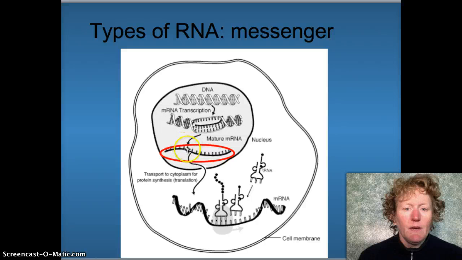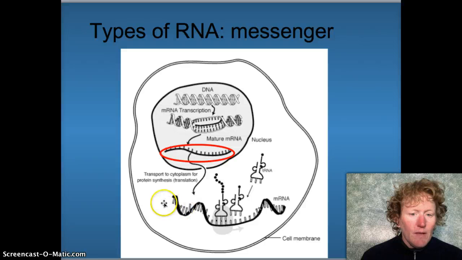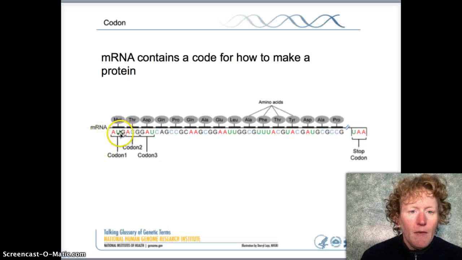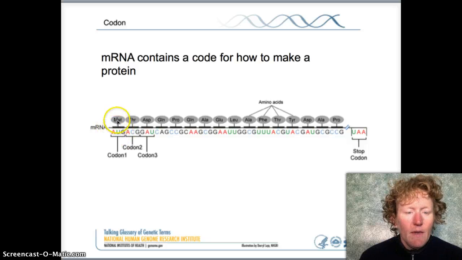Here's another view of it. Here's the messenger RNA, and here it's traveling outside to the cytoplasm. This is messenger RNA as well. It's a message from the nucleus, from the DNA, to the ribosomes. Here's how to make a protein. So think of that M as M for messenger. Messenger RNA is arranged so that 3 bases code for 1 amino acid, and a string of amino acids make a protein.